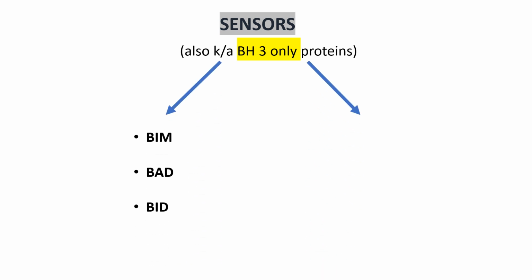Likewise, we have some sensors that are present over the cell surface, and they are also known as BH3 only proteins. In sensors, we have BIM, BAD and BID, and PUMA and NOXA. How can you remember this? With the mnemonic that BIMLA is bad at bidding. That's how you can remember it. BIM, BAD and BID.